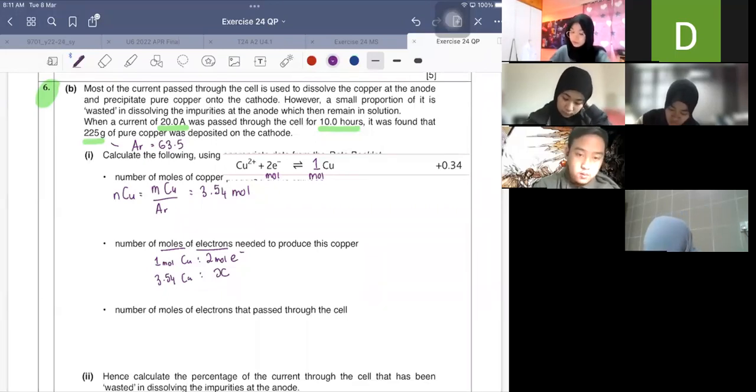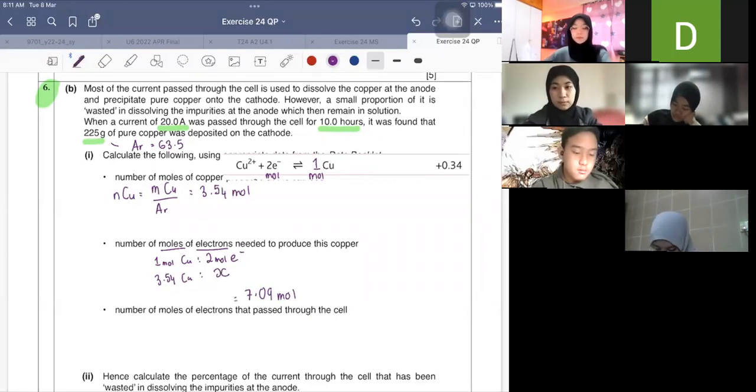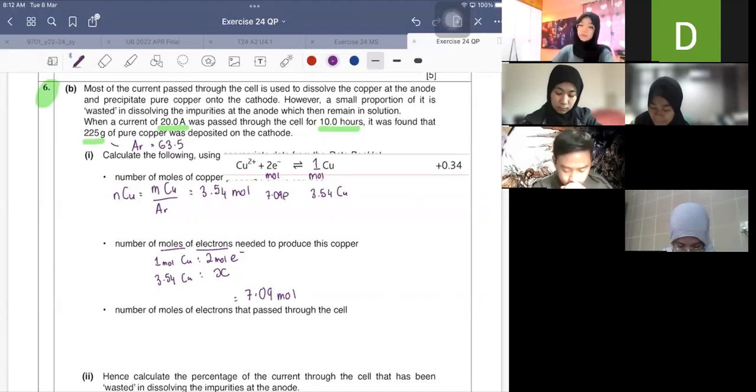Okay, so that answer should give you number of moles is 7.09 mole. Did you get that? Okay, so it matches, right? If you get 1 mole of copper, you require 2 moles of electrons. If you produce 3.5 mole of copper, you would have used 7.09 mole of electrons.